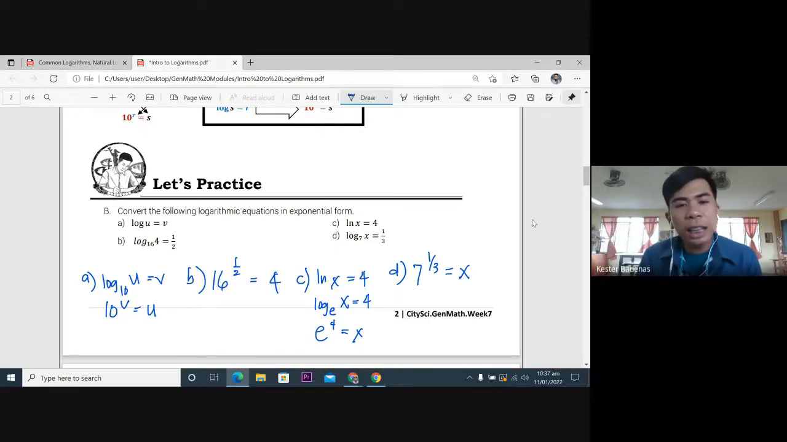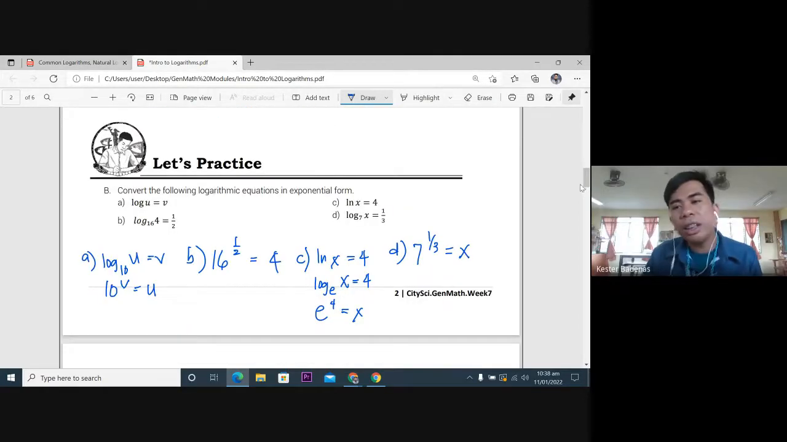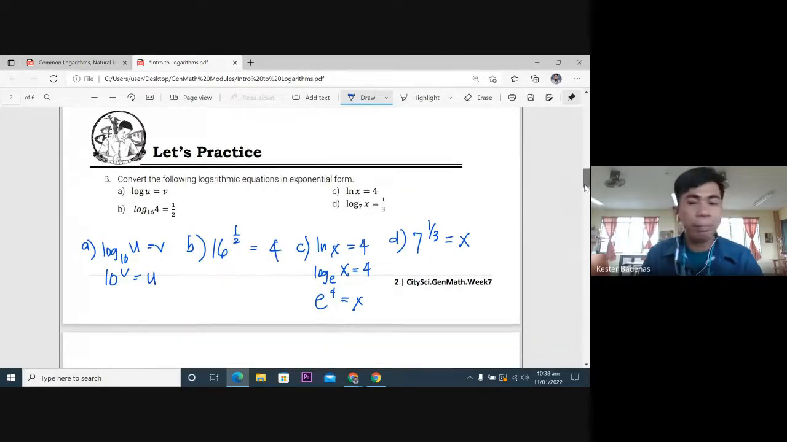Okay, so as of the moment, class, do you have any questions regarding when we rewrite logarithmic equations to exponential form and vice versa? May question ba tayo dito sa topic na na-discuss so far? None po. Okay, how about the other members of the class?